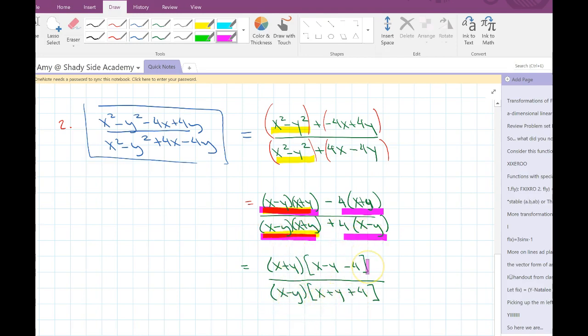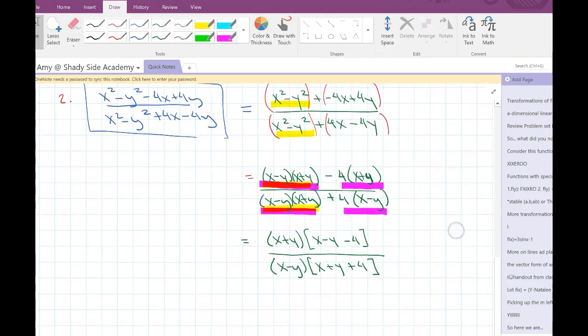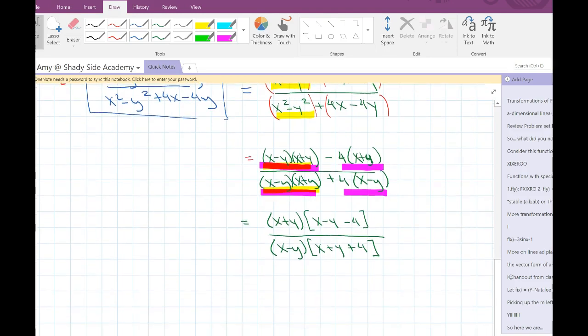Now, the casual observer, and you all are not casual observers, will look at this and say, oh no, this is so interesting. None of these factors are the same. None of these factors can be canceled, right? And I just urge you to take a little bit of a closer look for a second, all right?